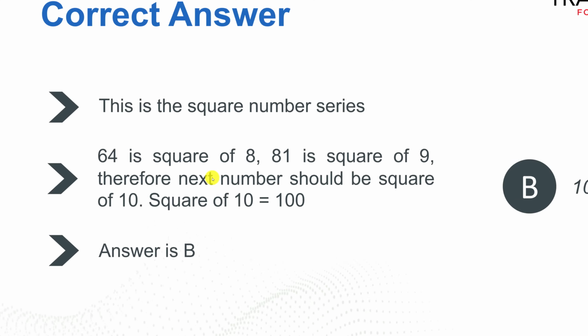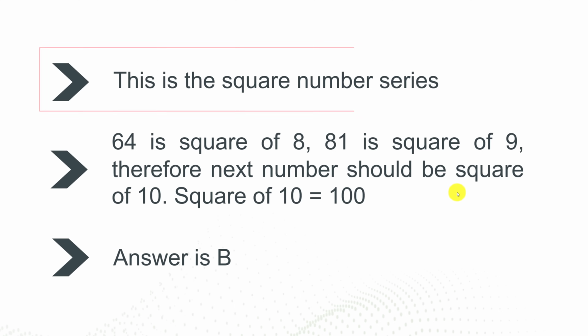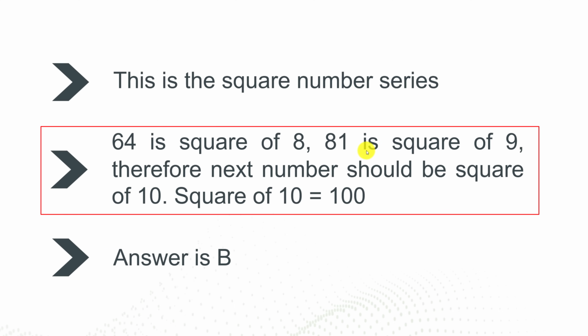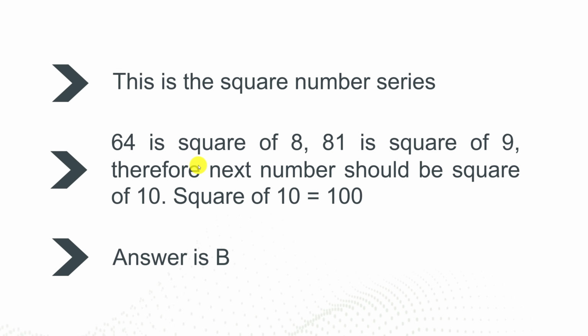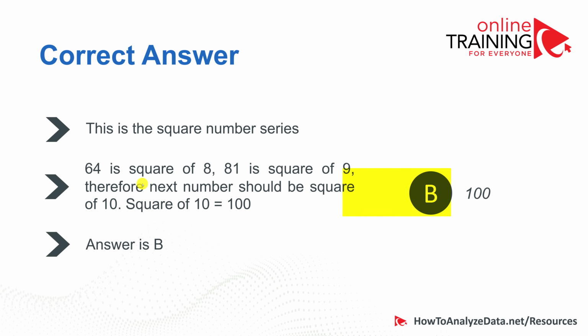Let's recap. So this is the square number series. 64 is the square of 8, 81 is the square of 9, and therefore the next number would be the square of 10. And the square of 10 is 100. So the correct choice is B, 100.